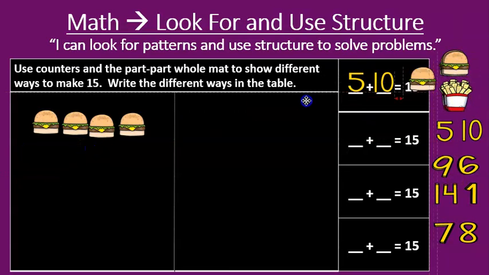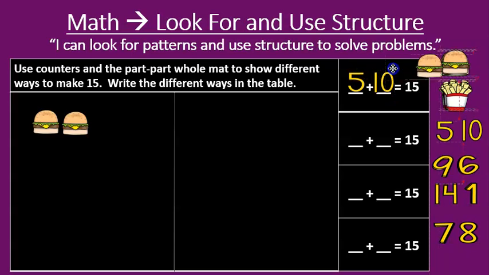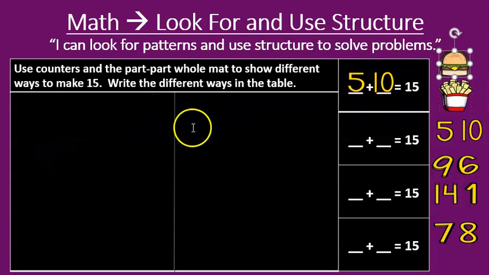Now, while I'm putting these back, I want you to start thinking, what two numbers could go into 15, okay? There are a lot of numbers that can go into 15. Now, here's what we're going to do now. Now we have a clean part whole mat here. Same thing, we're going to use the hamburgers and the French fries, okay? So remember, we cannot go over 15 because look, this whole addition equation has got to equal 15.